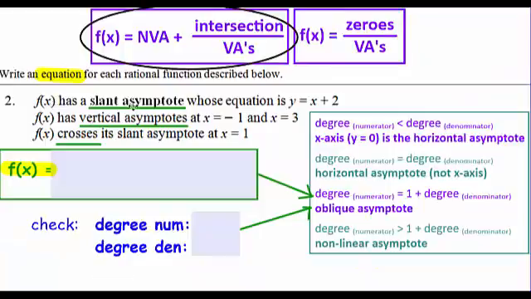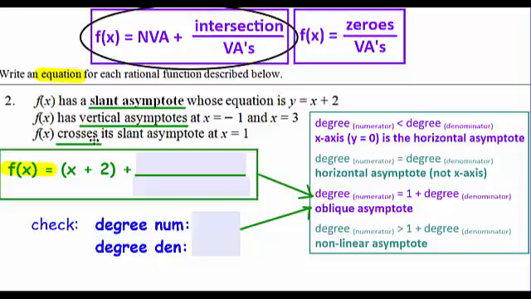Okay, and so we've got this NVA, slant asymptote, at x equals 2. We don't need the y equals anymore because that's the f of x equals. Okay, this is the form of our function. So there's our x plus 2, our NVA, right here. And then the intersection up here is really the x value of the intersection point.